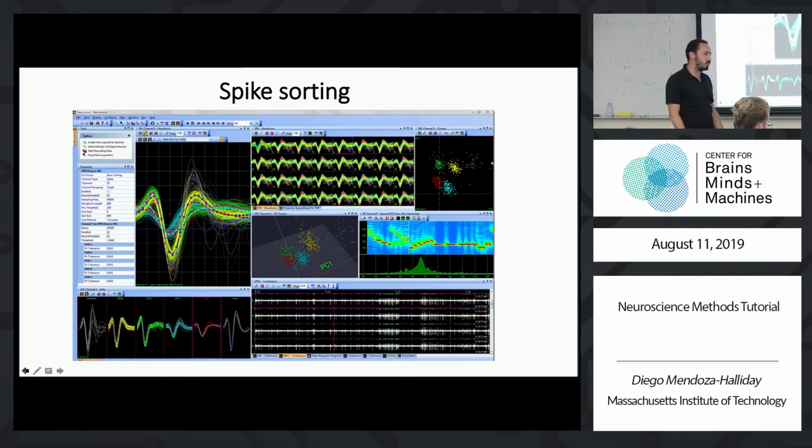I'm not sure what kind of frequency you would deal with. I've never dealt with sharp wave ripples actually, so I'm not sure. But I believe that they would end up around the local field potentials, somewhere around there. So in those frequencies, but I'm not too familiar.